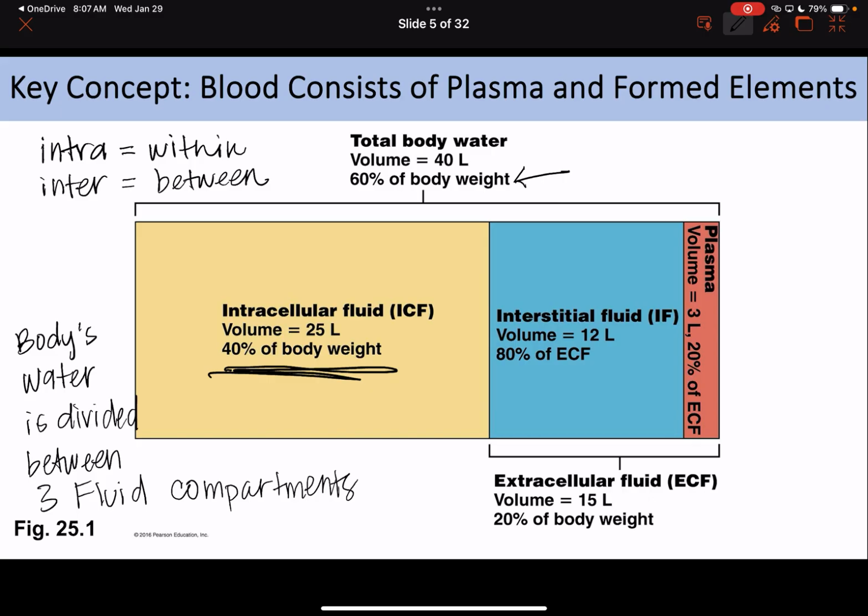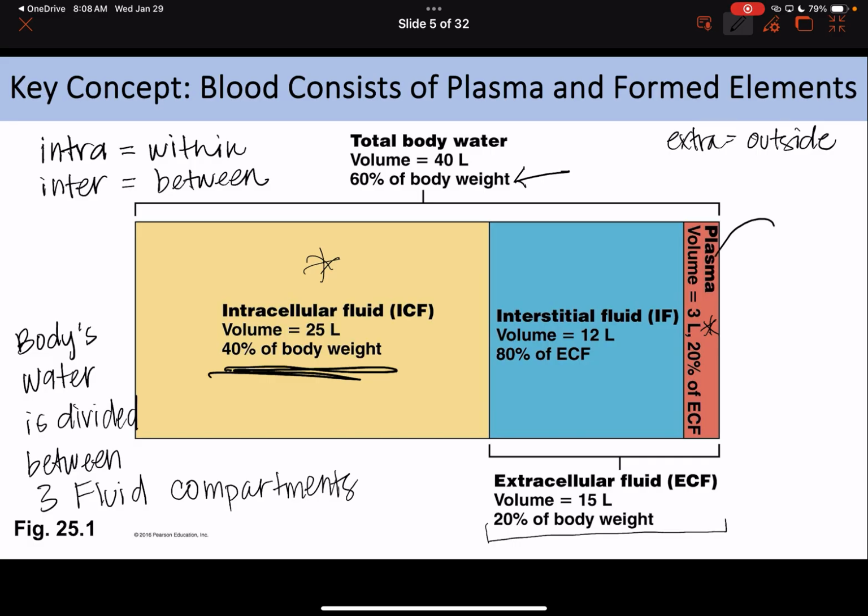And then we have our extracellular fluid, which is the other 20% of that 60. And extra means outside. So this is fluid that's outside the cell. And that can be further divided into 2 subcompartments. We have the interstitial fluid. So inter means between, right? So interstitial fluid is the fluid between our cells and our blood, right? And it says specifically plasma because plasma is the fluid part of our blood.